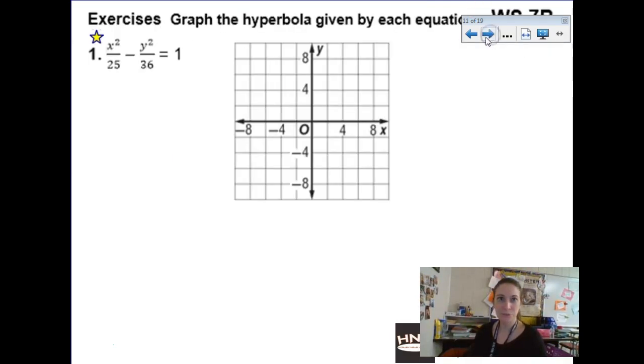Magical. I know. Alright, this is going to be a horizontal hyperbola with the transverse axis being horizontal. Gosh, I gotta get that vocab down. I keep forgetting that one. Alright, so our a value is 5, and our b value is 6. And this one is on your notes, I believe. Yep, still on our notes. Our center is at 0, 0. That's pretty boring.